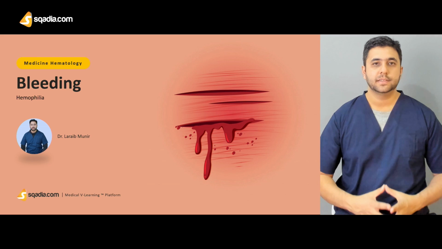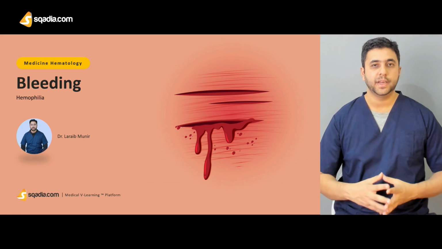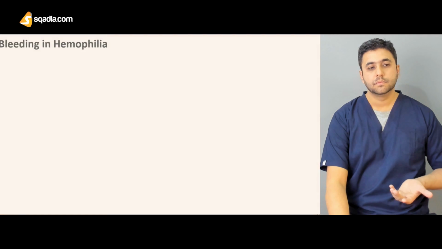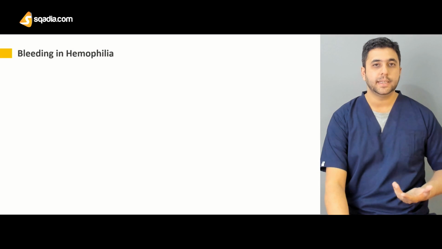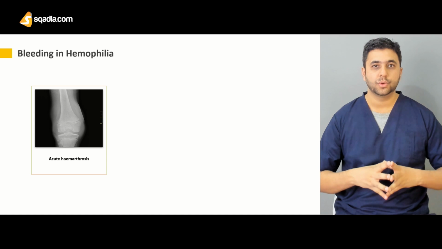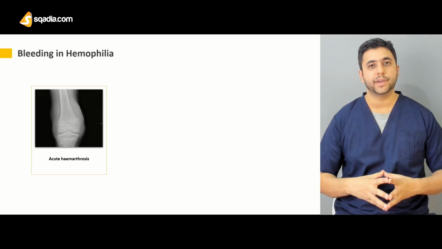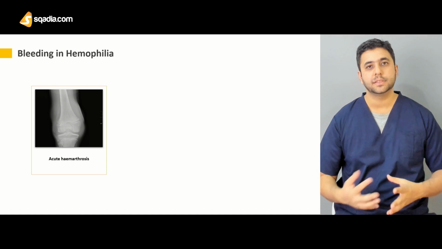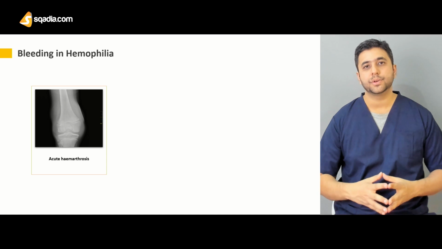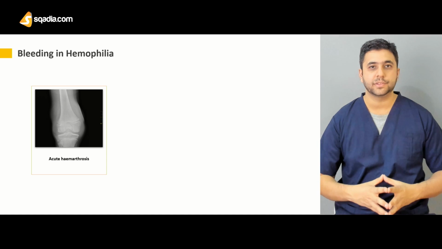Let's again review the various types of bleeding which we can have in hemophilics. And bleeding is generally deep bleeding, so there is acute hemarthrosis. This can be spontaneous if we have a severe disease, and this can also be secondary to a trauma or a fall or a road traffic accident.